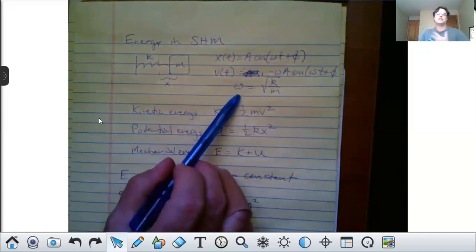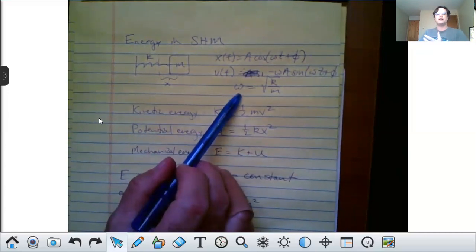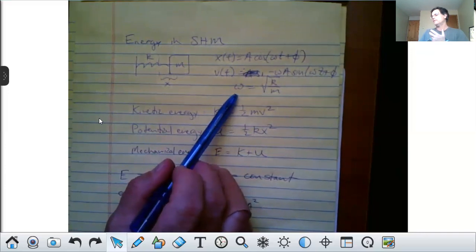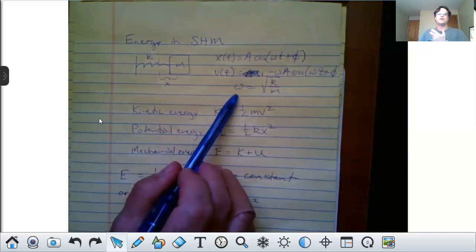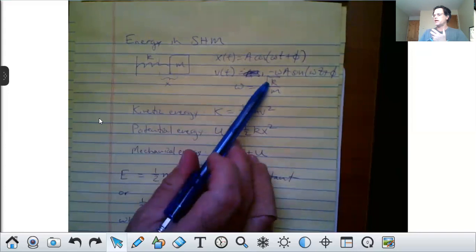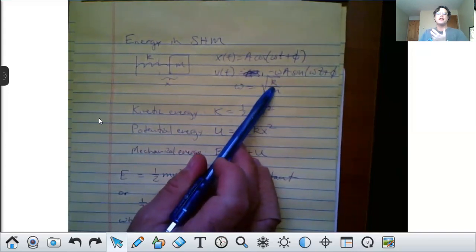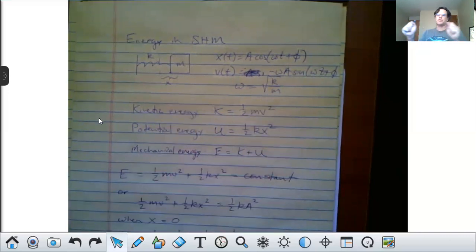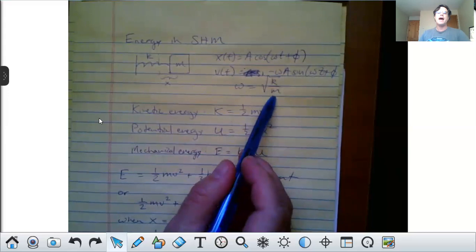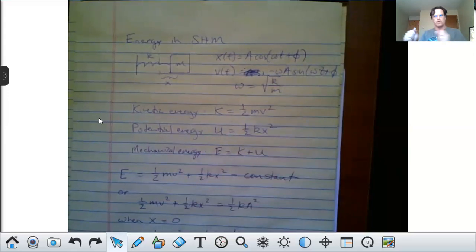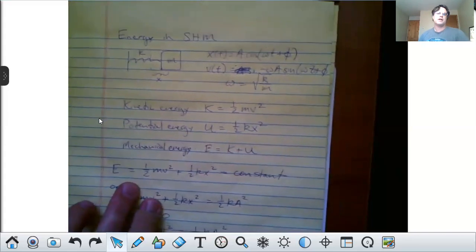And as we solved the Newton's second law equation, we found that the angular frequency for this system is the square root of k over m. Makes sense. The larger k is, the stiffer the spring, the faster it should move, the bigger the force. The larger the mass, the slower it should move, more inertia, and the frequency should go down. But let's talk about energy.